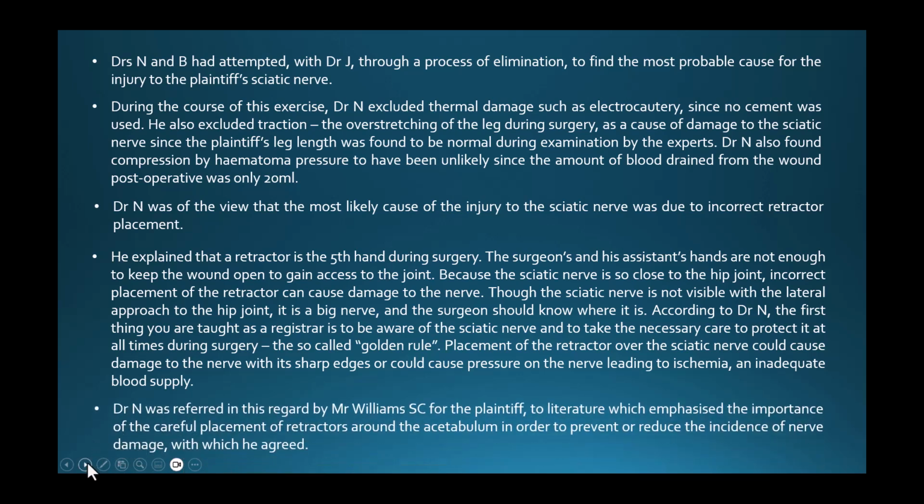Dr. N was referred in this regard by Mr. Williams, SC, for the plaintiff, to literature which emphasized the importance of the careful placement of retractors around the acetabulum in order to prevent or reduce the incidence of nerve damage, with which he agreed. So the fact that the careful placement of retractors is a potential cause of injury is borne out by the literature, and of course Dr. N's opinion is that it was the retractor placement that is the most likely cause of the injury.